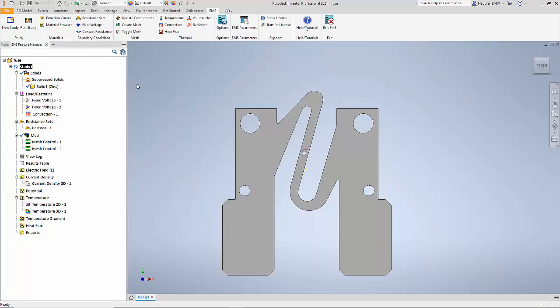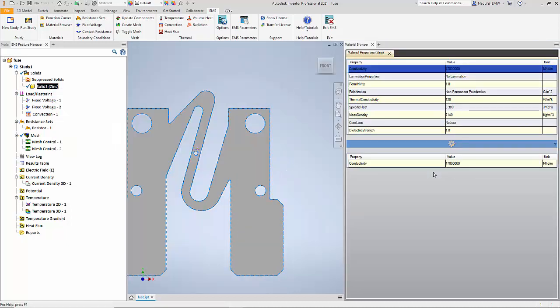Next, we will define the material of the fuse. The fuse typically is made of materials such as zinc. So I'm going to use zinc as the material for the fuse. EMS for Inventor has a very convenient way of organizing its materials. Here we see all the material properties associated with zinc. The users can actually edit the material and input their own properties.